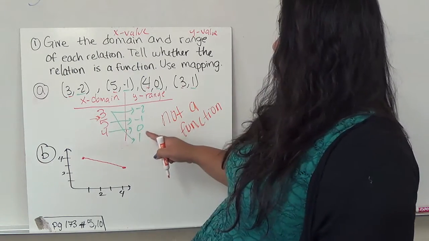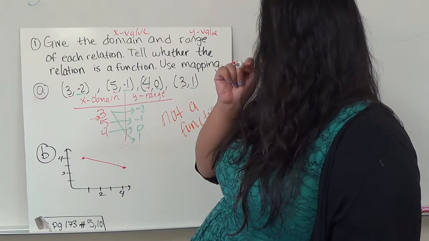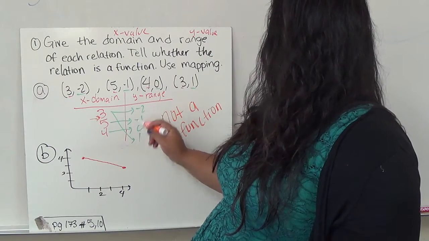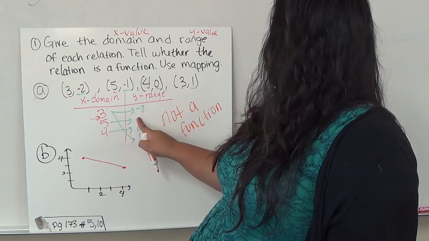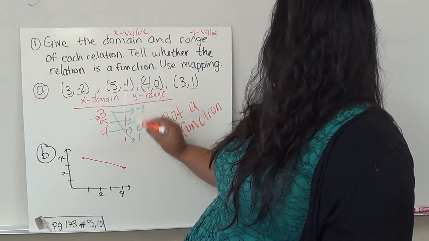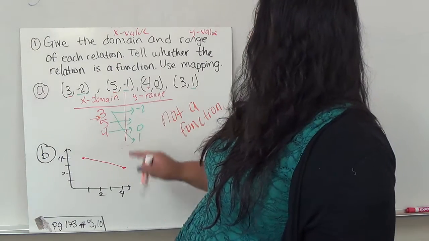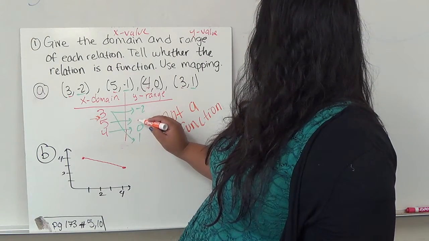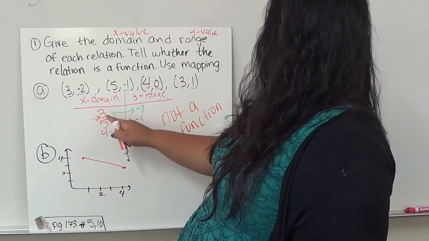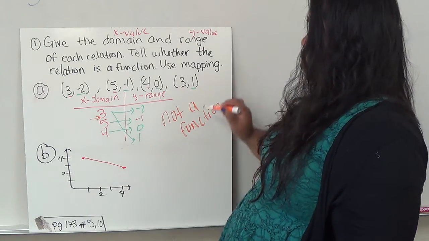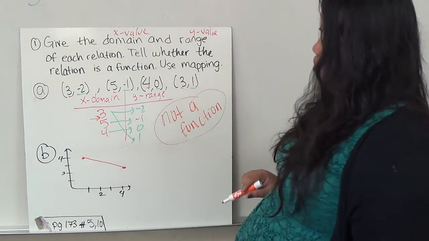Okay, I can have 2 different x's with the same range. I can have 5 equal -2 and 3 get -2. That's okay. But what I cannot have is 3 give me -2 and 1. So this is not a function. Right?